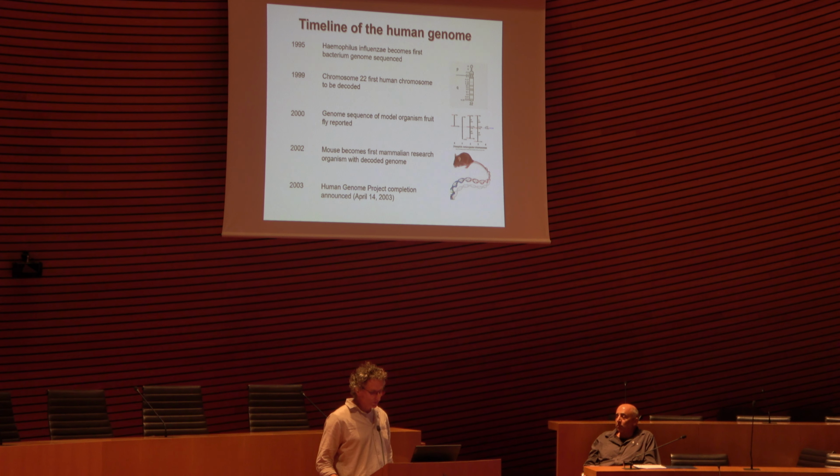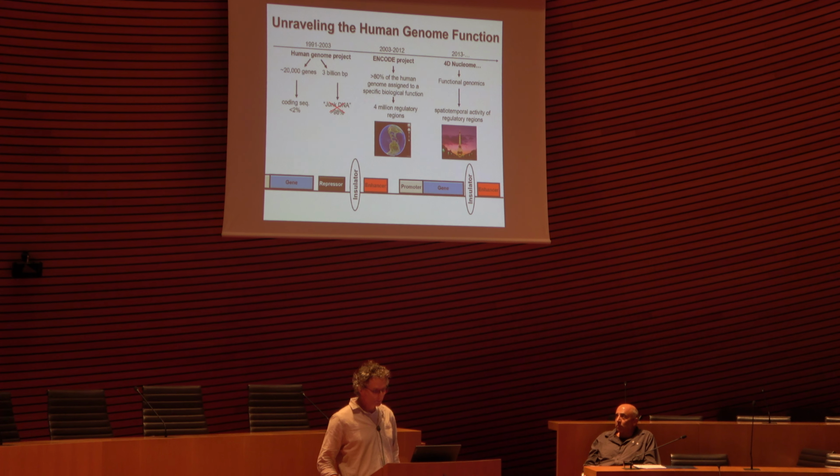What did this give us? The Human Genome Project allowed us to have the reference sequence, and there were many discoveries from that, but the main discovery is that there are about 20,000 to 25,000 genes in our genome, and the genome contains 3 billion base pairs. Those 25,000 genes are less than 2% of the human sequence.